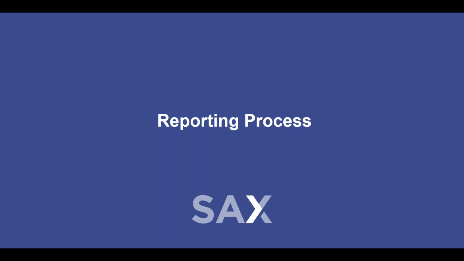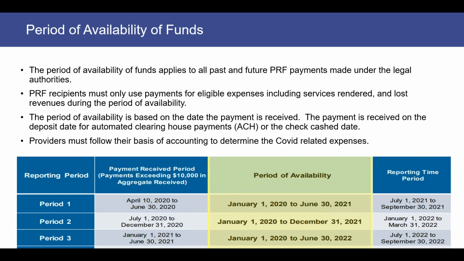So now we're going to get to the reporting process, and we've been waiting for this. If you've been on the HHS website since this came out at the beginning of July, they have now broken down the reporting period into quarters. So if you look at this chart, for most of you who received a payment around April 10th, you had until June 30th of 2021 to spend down any dollars that you still had available. But now the time has come for the reporting.